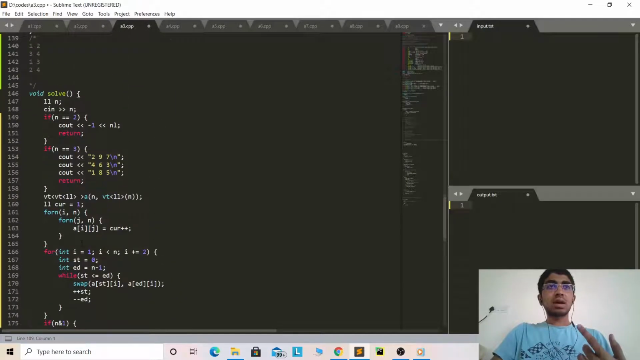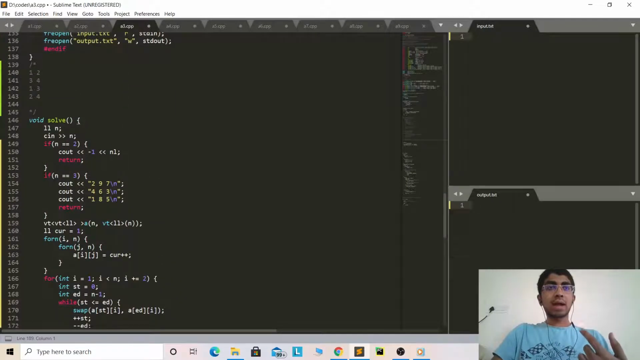This logic cannot handle n equal to 3, so that's an edge case, and n equal to 3 is an edge case for all of the approaches as well. So that is about problem C.